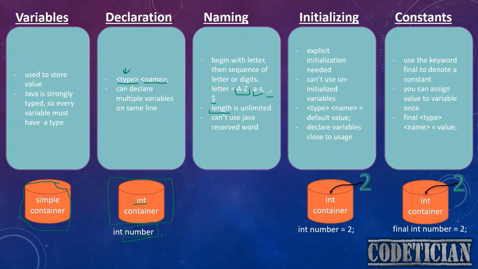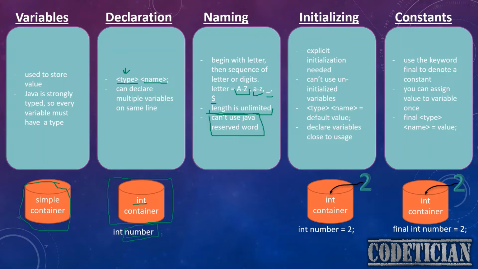Then the length of the name is unlimited. It doesn't matter if it is 50 characters long, 100 characters long, anything. And the name cannot be a Java reserved word. What are Java reserved words? There are a few specific words that we cannot use, like int, byte, public, static, void, main, these kinds of things. You cannot use Java keywords in variable naming.